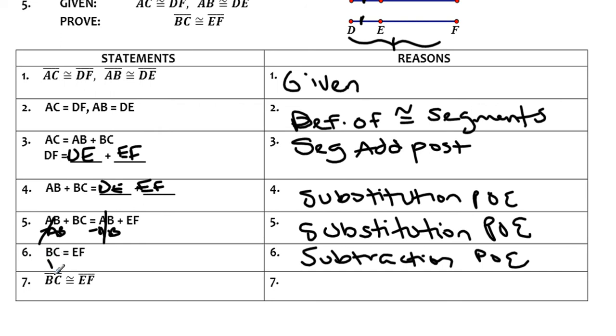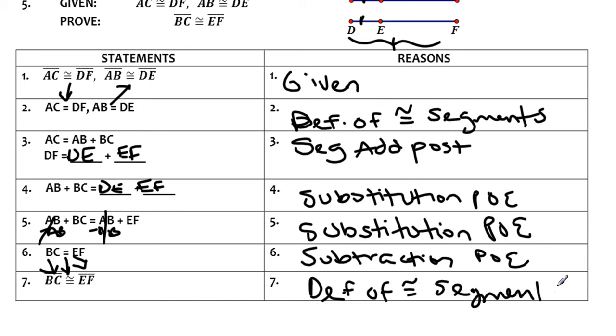And then finally, BC stays the same, but it's got a little segment bar over it. And EF stayed the same, but it's got a little segment bar over it. And the equal sign changed into a congruent sign. And like we did up here, anytime an equal sign changes to a congruent sign or vice versa, we call that the definition of congruent and then whatever it is we're talking about. So in this case, we're talking about congruent segments. Because segments that are congruent are also equal. Segments that have equal measures are also congruent.